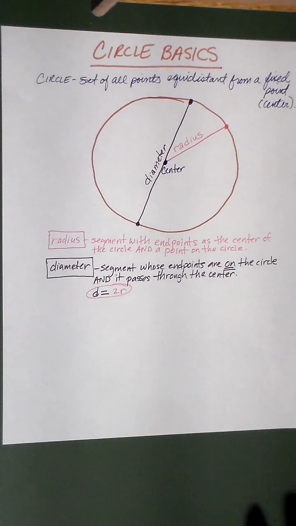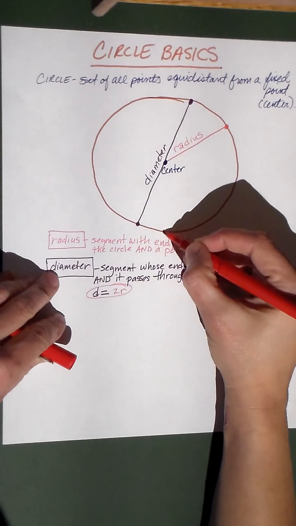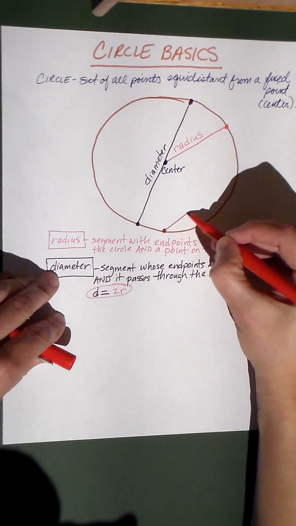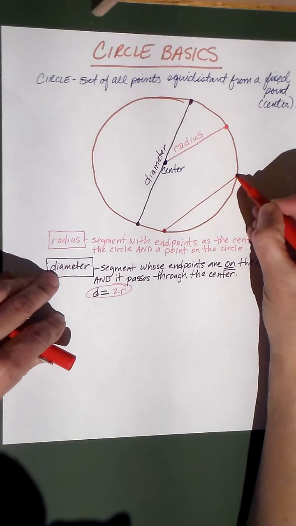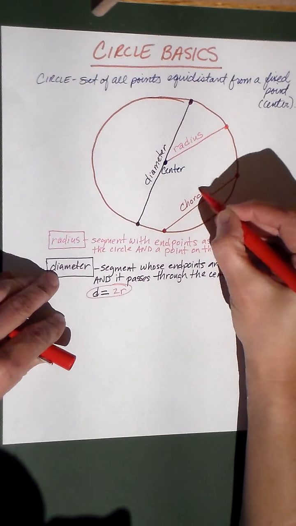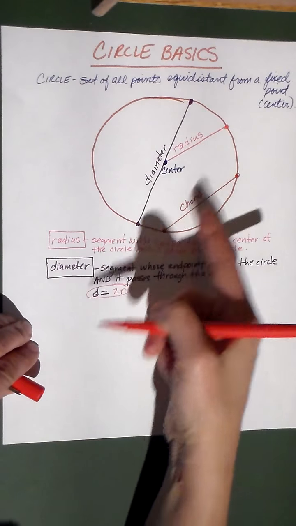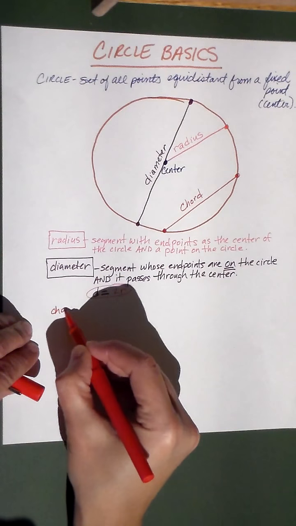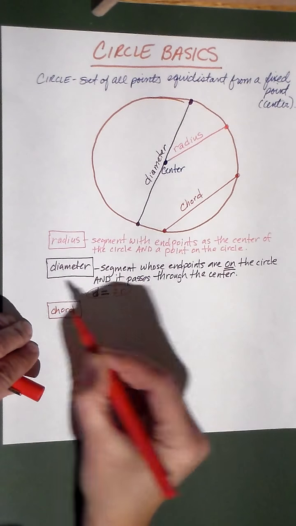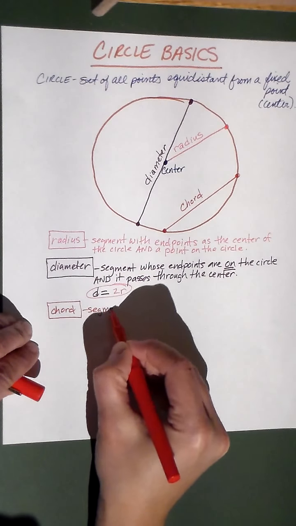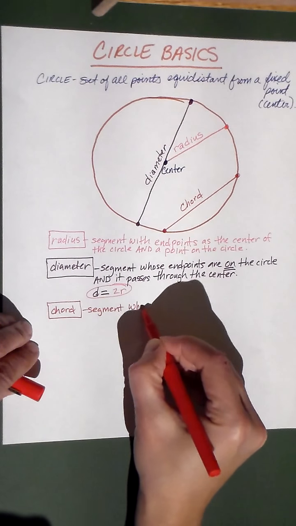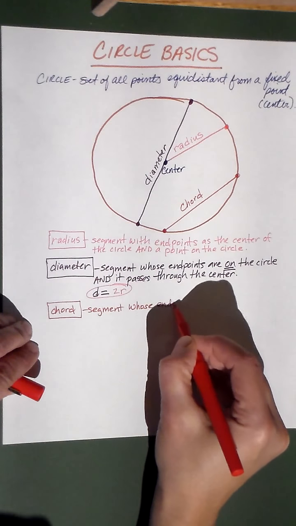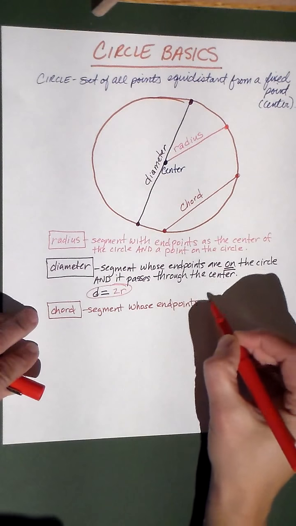Those are some points that you've seen before probably if you're familiar with circles. So the next thing we're going to look at is what's called a chord. And a chord looks something like this. This is a chord. A chord is a segment whose endpoints are on the circle.